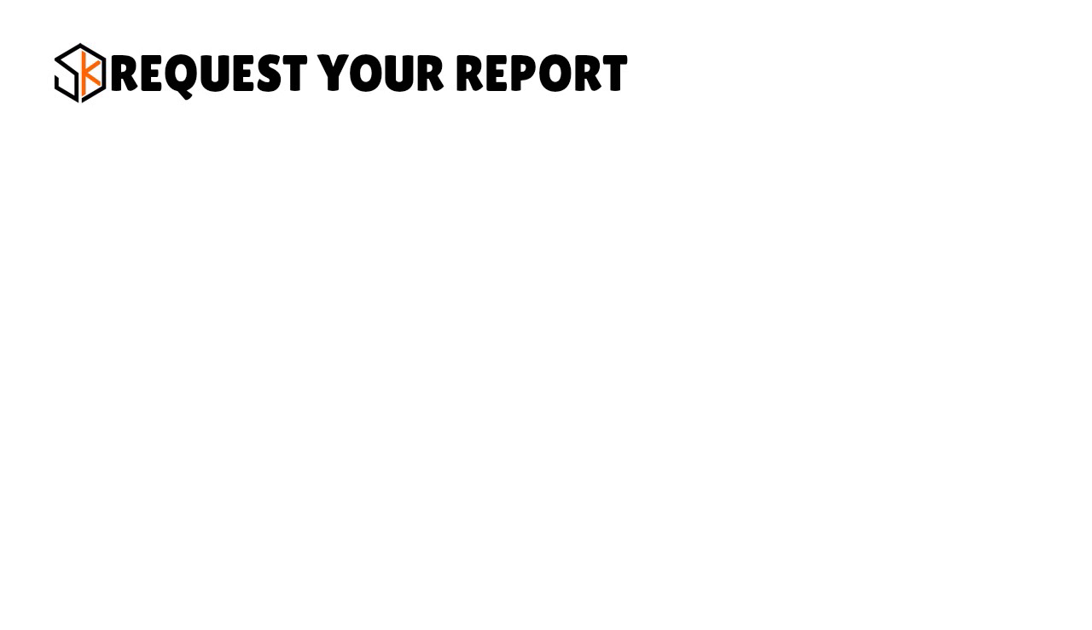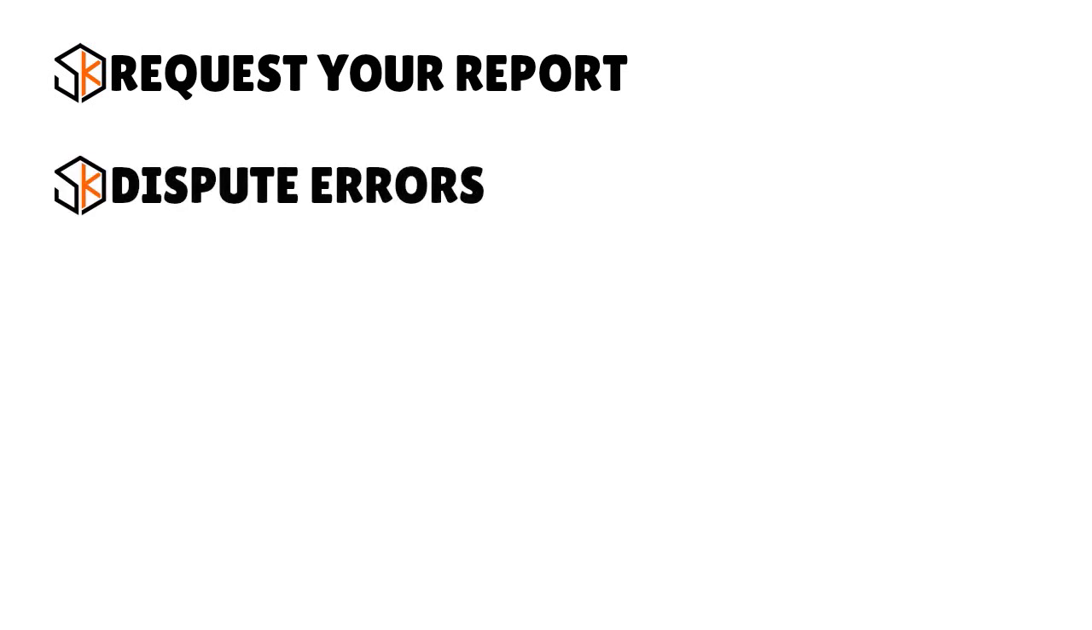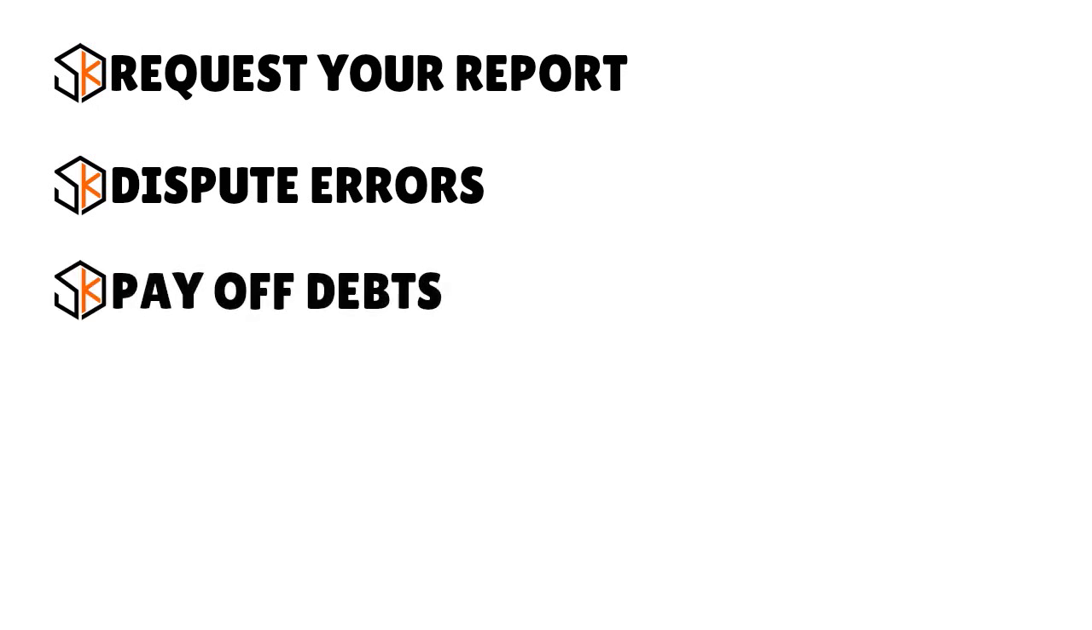Once you request your report, you have the ability to dispute errors. You have the right to dispute any information contained in your consumer file at Check Systems. Again, the law allows you to go through that process. You can also pay off debts. After you have paid off any debts that are causing a negative report, you can request that the credit union, bank, or collection agency remove the record from your Check Systems report.